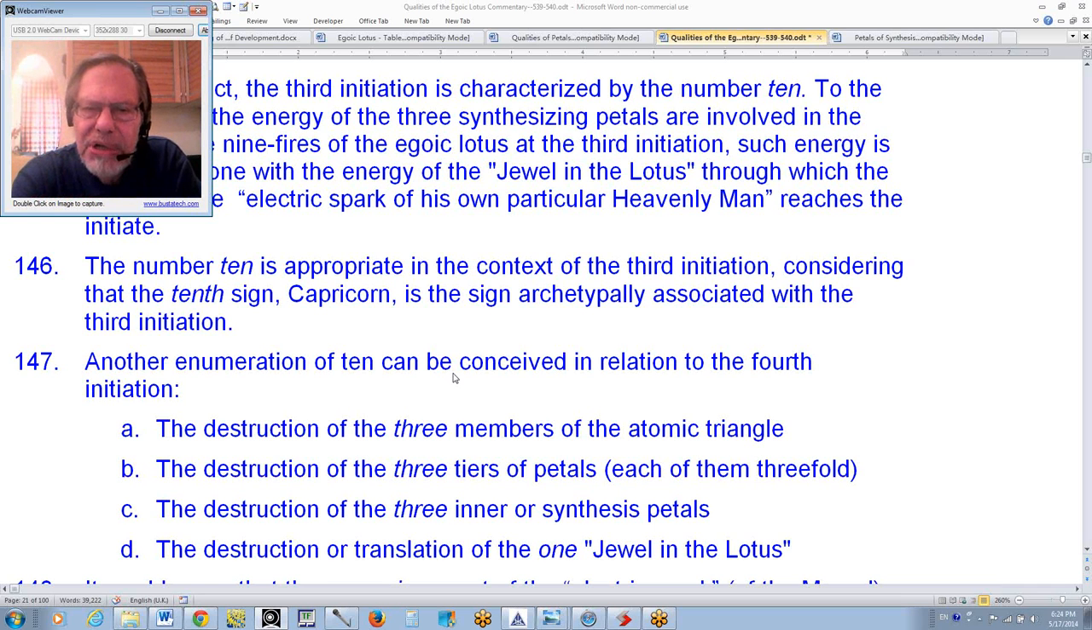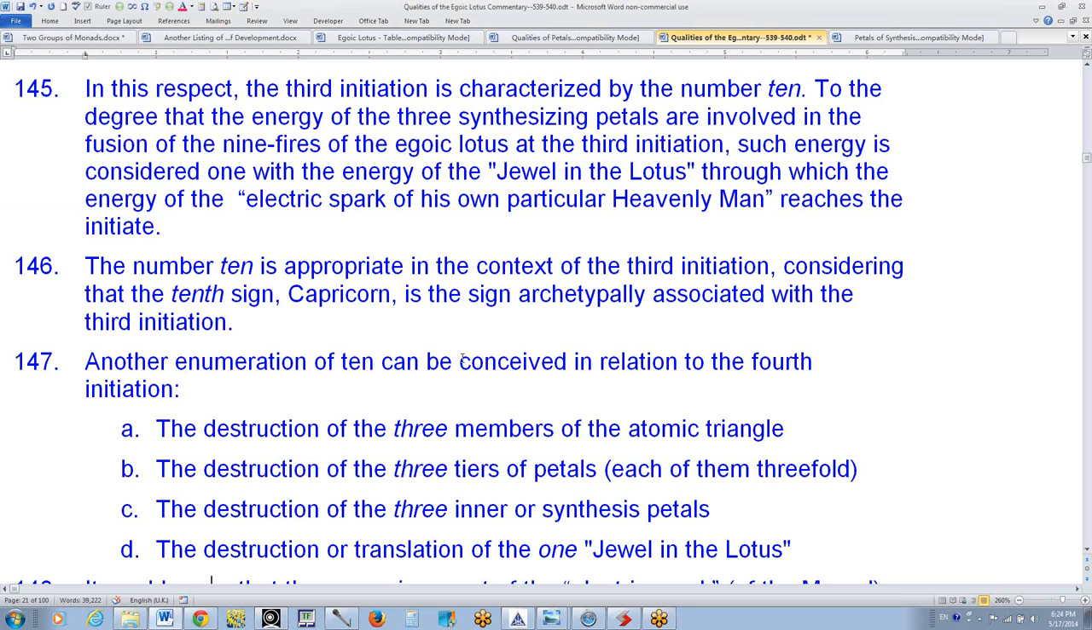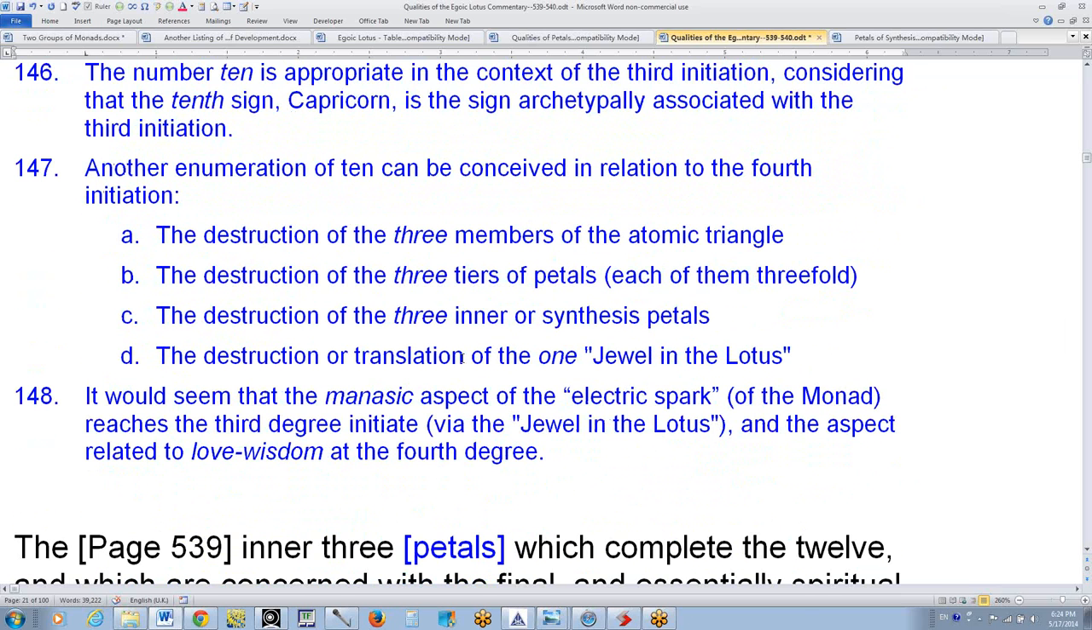I may have gotten just a little bit too intricate here, but I'm trying to go through this section of Cosmic Fire, which is specifically related to the Egoic Lotus. It does have some ramifications. So another enumeration of 10 can be conceived in relation to the fourth initiation: the destruction of the three members of the atomic triangle, the destruction of the three tiers of petals, each of them threefold, the destruction of the three inner synthesis petals, and the destruction or translation of the jewel in the lotus.